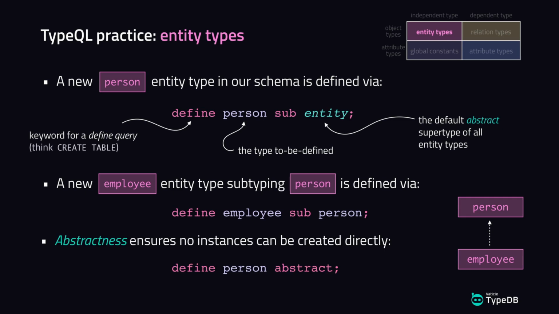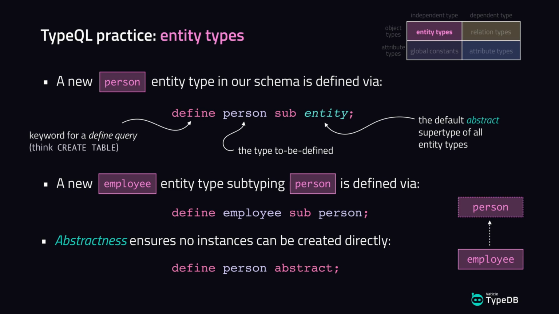There is the term of abstractness that I definitely need to briefly address. I've mentioned abstractness when I talked about the entity type, the default supertype entity. Abstractness of a type means that no instances of that type can be created directly. So we cannot directly instantiate the type. Any type can be defined abstract. So for instance, we could define person to be an abstract type.